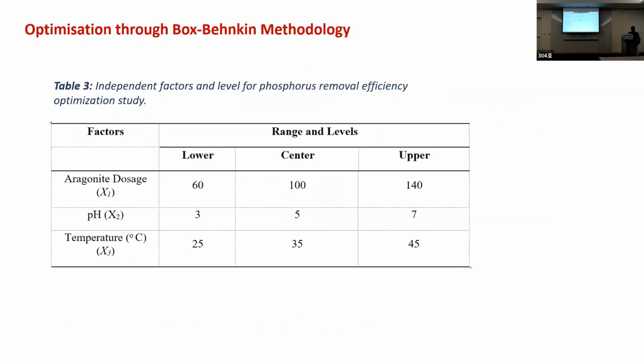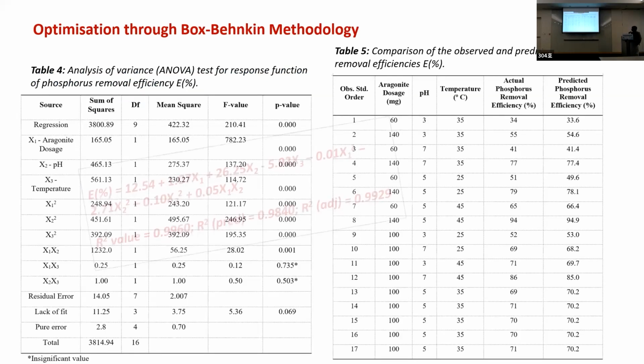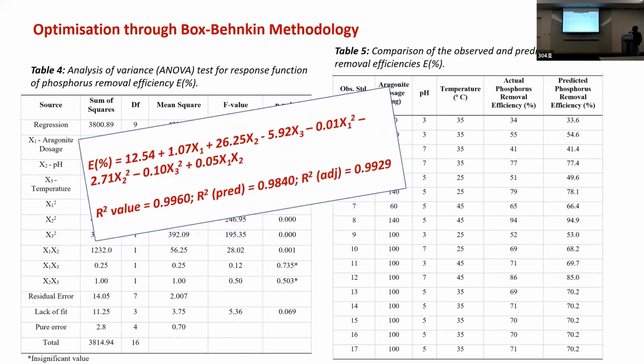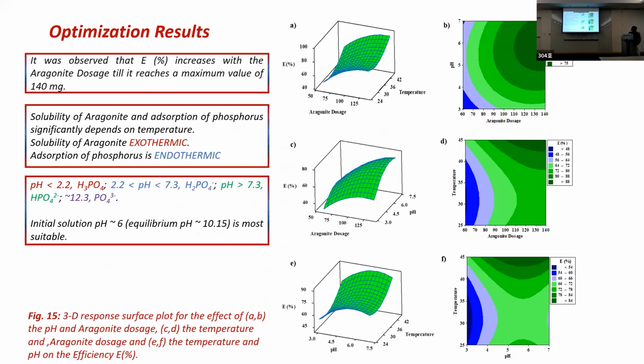Now, we want to improve the efficiency, and for that we checked these parameters: dosage from 60 to 140 milligram, pH, and temperature. These are initial pH, because once we add aragonite, pH will rise. So the initial pH was 3 to 7, and the temperature 25 to 45. After some statistical analysis, we found this equation, and this equation perfectly matched the experimental results with an R square value of almost 0.996.